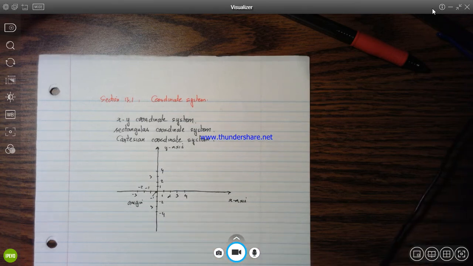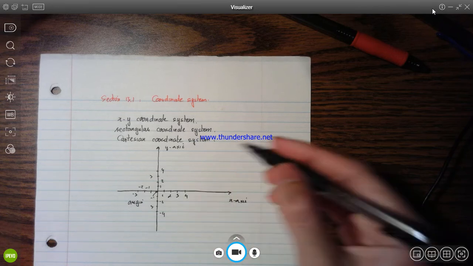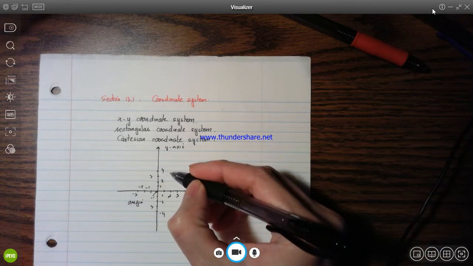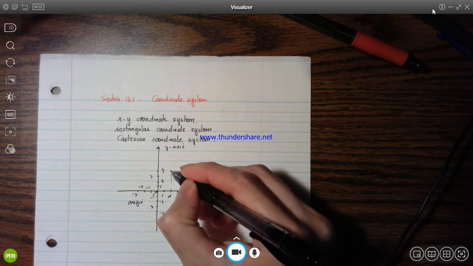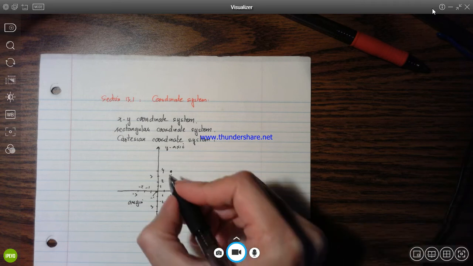Okay, why do we have to learn the coordinate system? Because any equation, any function, later on when you learn functions, can be graphed, can be displayed on a coordinate system, or any location or position can be represented by a point on the coordinate system, and a point includes two components. For example, I pick a point right over here. Okay, and this point has two components.